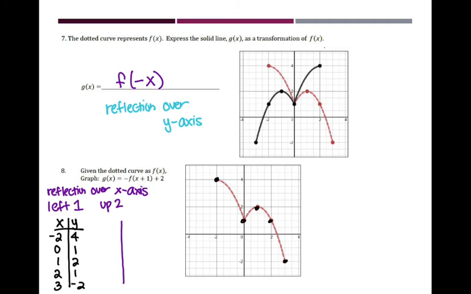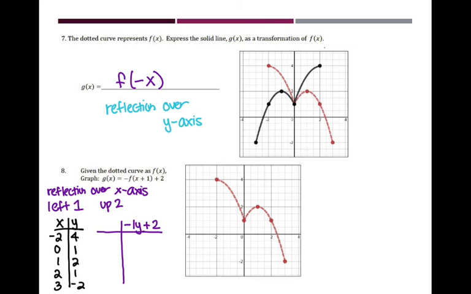So if I am reflecting over the x-axis, so let's say going from here to here, what that does is that affects my y values. Moving up 2 will also affect my y values. So essentially for the reflection, I'm going to take all my y values and multiply them by negative 1. And then I want to take those points and move them up 2 units.